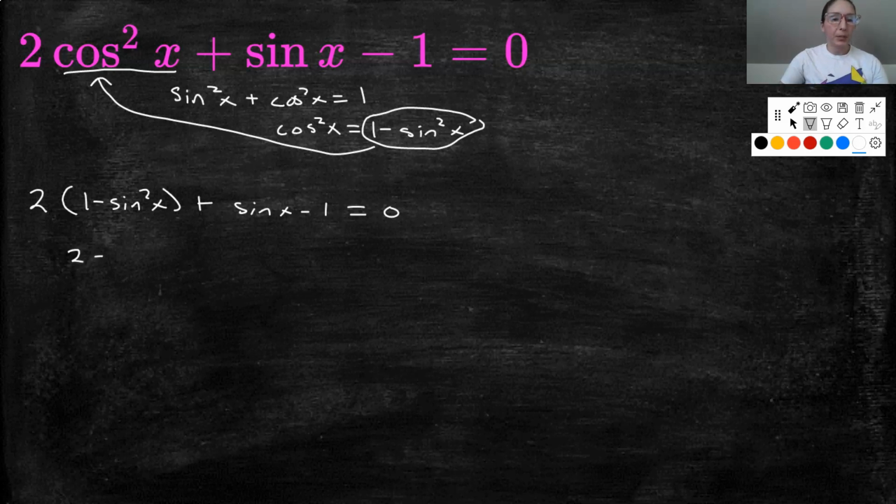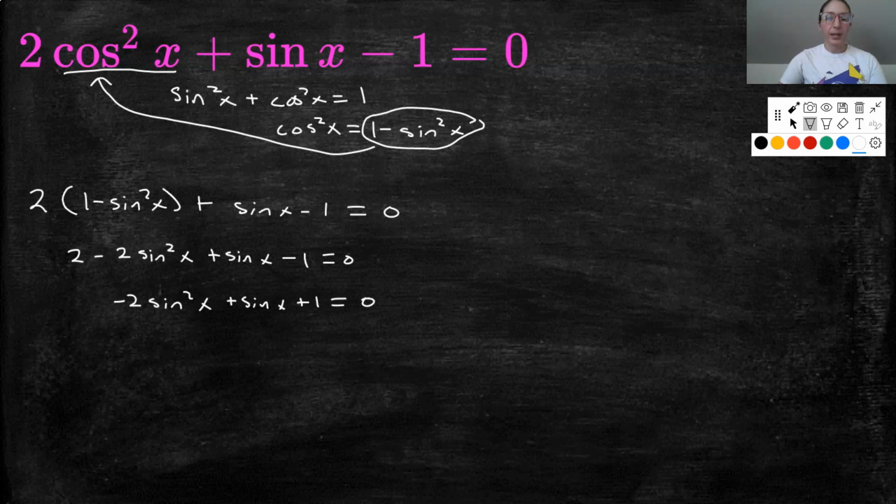Distribute the 2. 2 minus 2 sine squared x plus sine of x minus 1 is equal to 0. Negative 2 sine squared x plus sine of x. Negative 1 and 2, combining these together, will be positive 1. All right, again, it looks like I have a quadratic. Let's hit this with some quadratic formula. Negative 2 will be my a. 1 here will be my b. 1 will also, looks like, be my c.